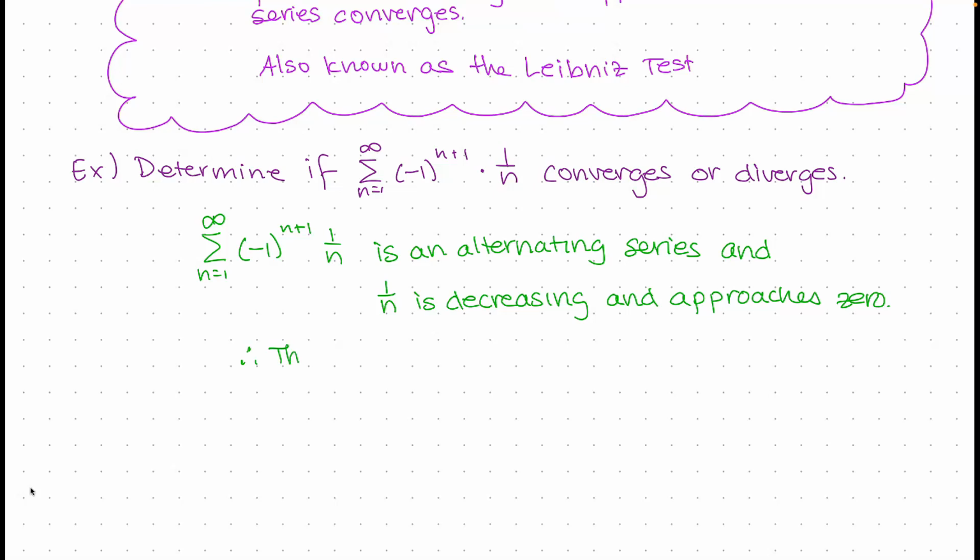Therefore, the series, and in this case, since there's only one series in question, you can say the series, but you can also specifically name the series. The series (-1)^(n+1) times 1 over n as n goes from 1 to infinity converges by the alternating series test.